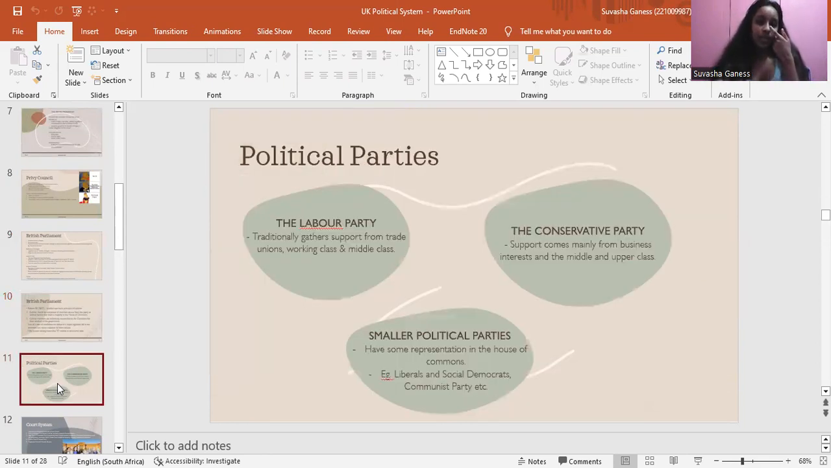Now we're looking at the different types of political parties that we have, right? So firstly, you have your Labour Party and you have your Conservative Party. These are the two main parties, and you have other smaller political parties that exist. In terms of your Labour Party, traditionally they gather support from trade unions, working class and middle class, whereas your Conservative Party support comes mainly from business interests and the middle and upper class. Your smaller political parties have some representation in the House of Commons, but it's not a lot. And these parties include your Liberal and Social Democrats and your Communist Party, right?